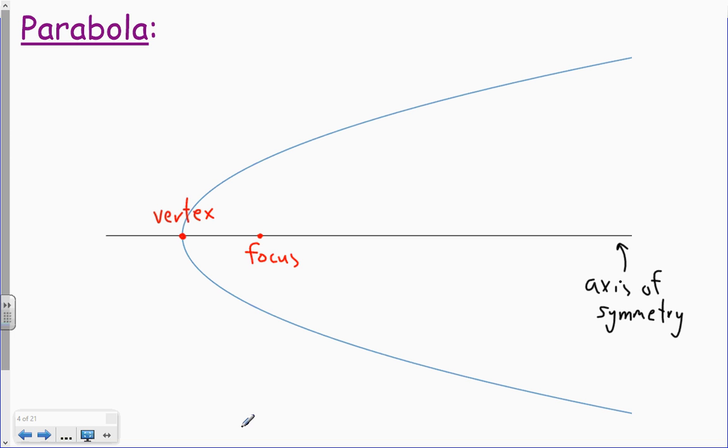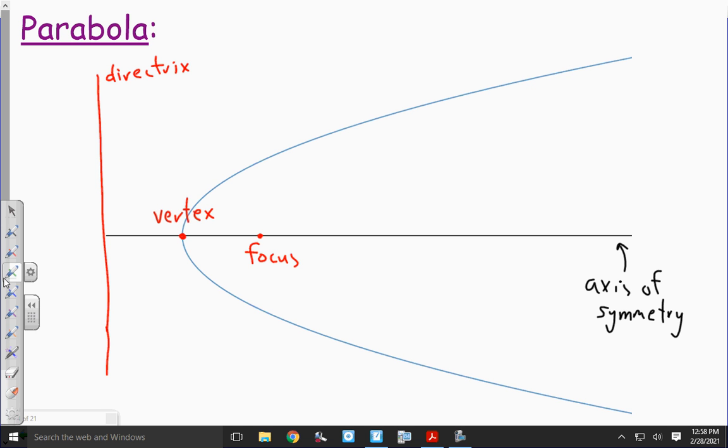And you only have one directrix. And I'll mark that directrix about right here. That directrix, again, is perpendicular to your axis of symmetry. This is our directrix. The other nice thing about working with the parabola is you don't have all four of those values, A, B, C, and D. There's only one value that we have to work with, and that's a directed distance called P.